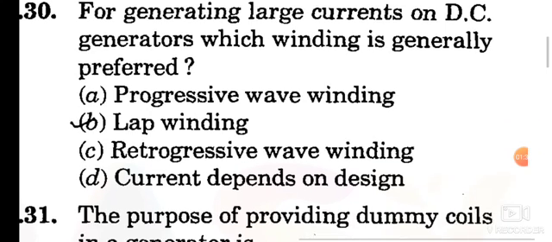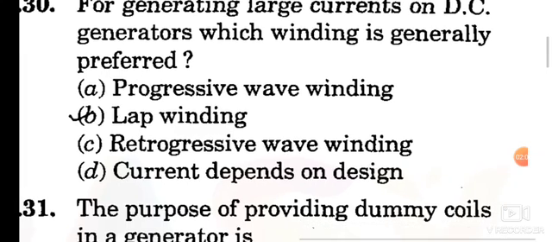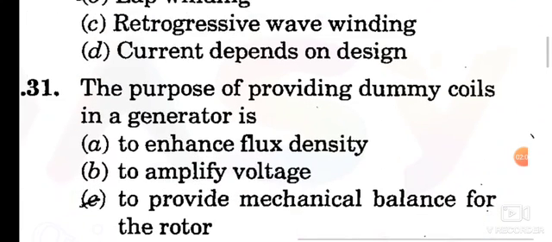Question number 30. For generating large currents in DC generators, which winding is generally preferred? For large currents, we use lap winding. Large currents and low voltage. Option B, lap winding is the correct answer.